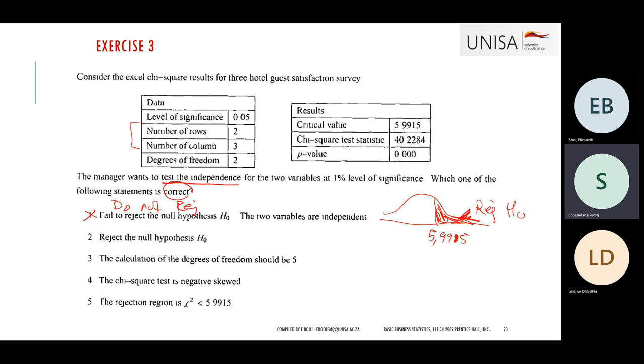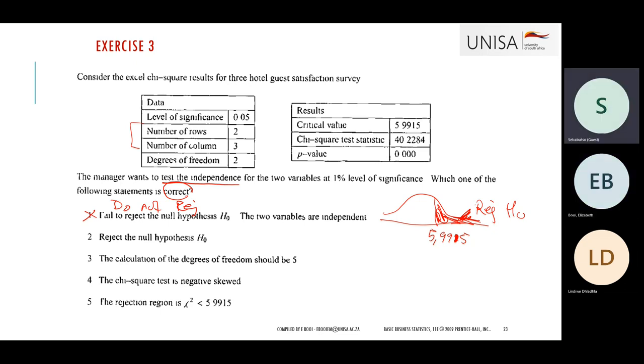Oh, yes, it will, because it will fall within the rejection area. It falls in there. If number one was not correct, therefore it means number two should be correct, because number one says it falls in here. Number two says it falls in here. So this is the correct statement. It falls in the rejection area.